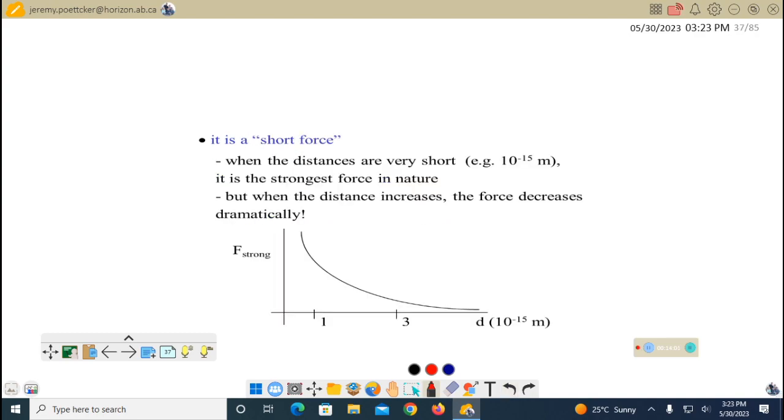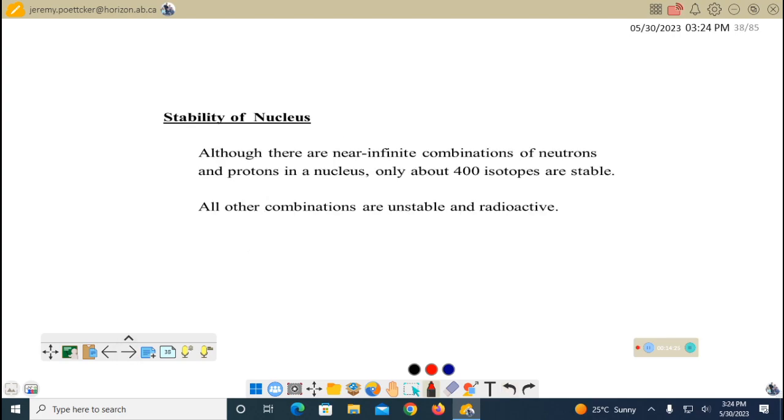All right. It is a short distance force. So it works only when the distances are very short. If we're looking at just less than 1 times 10 to the negative 15 meters, super strong. By the time we get to 3 times 10 to the negative 15 meters, super weak. So it is the strongest force in nature, but it decreases dramatically with radius. Happily, we talk about it, we don't have to do a lot of calculations with it.